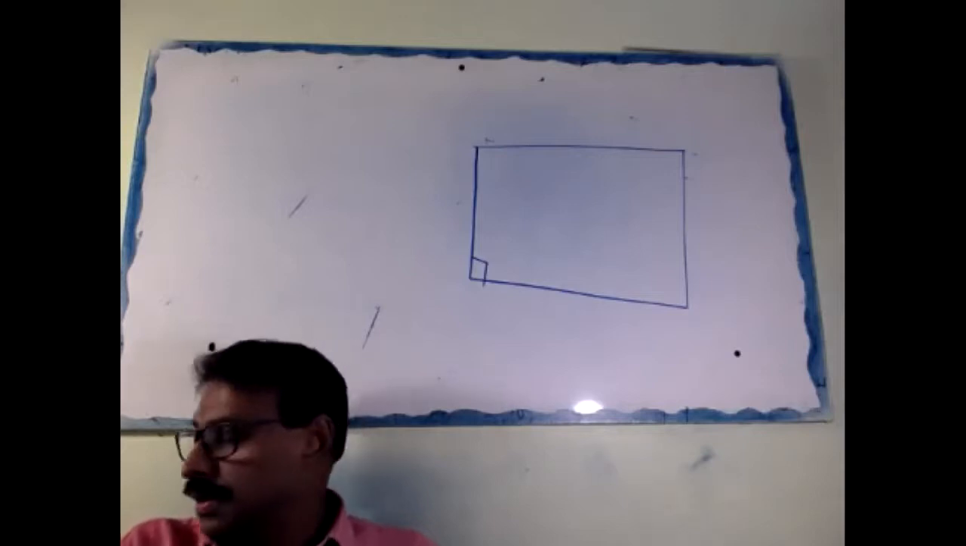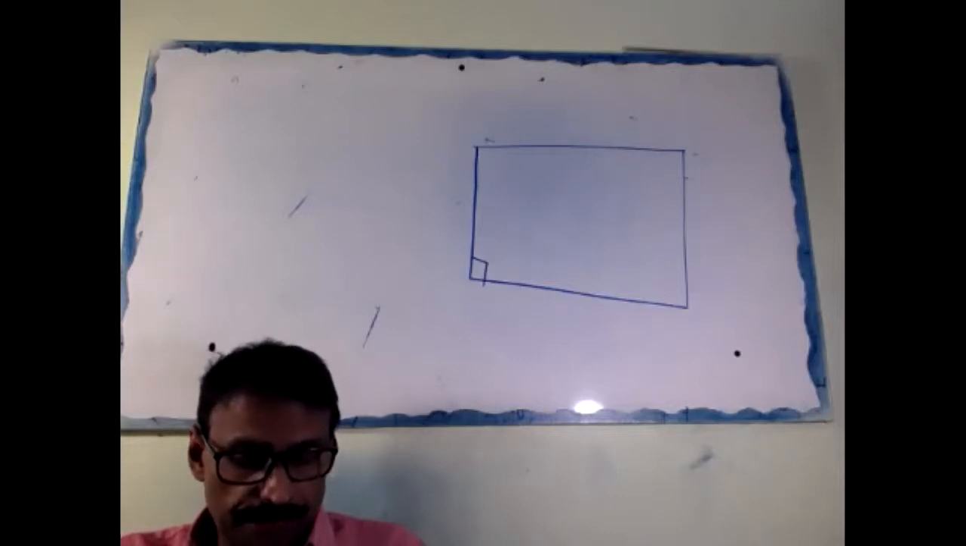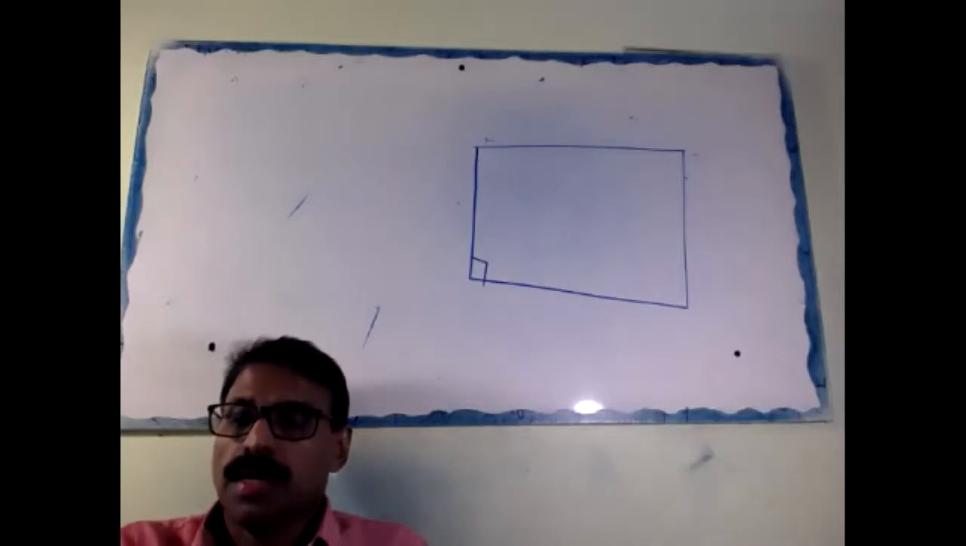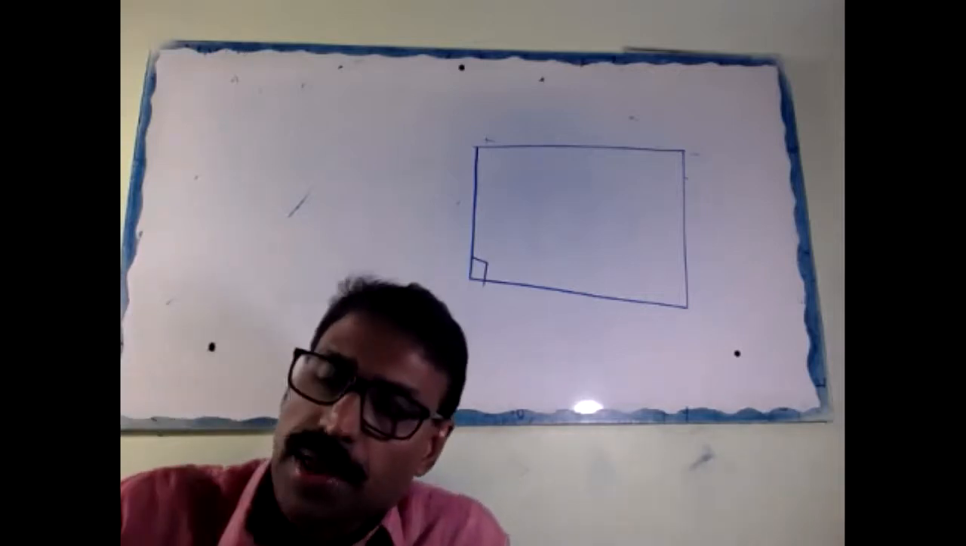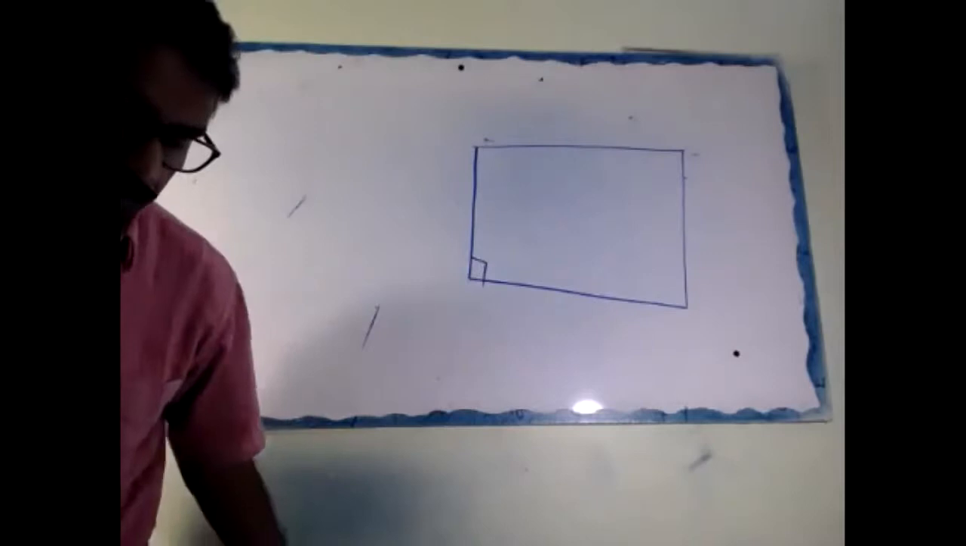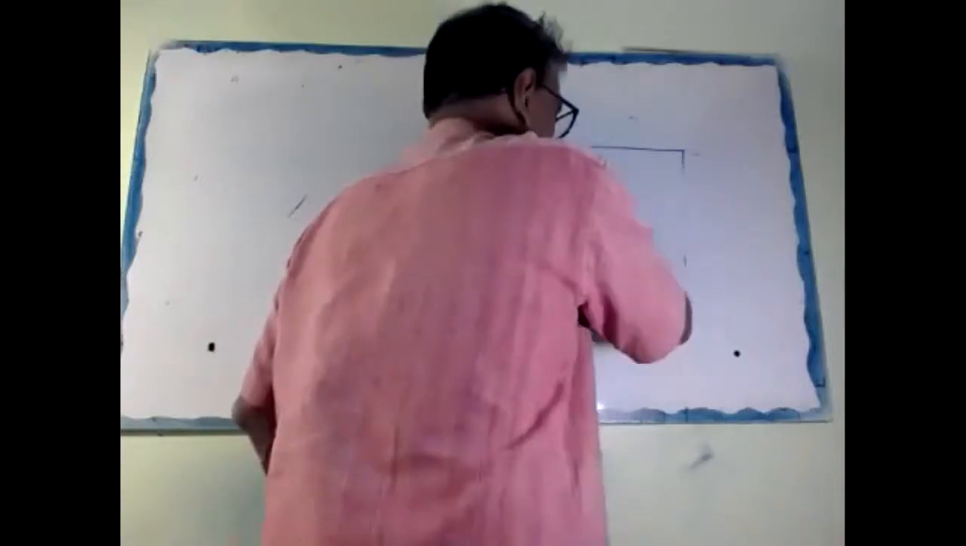Okay, right. Properties of a parallelogram. Number one: in a parallelogram, opposite sides are equal.